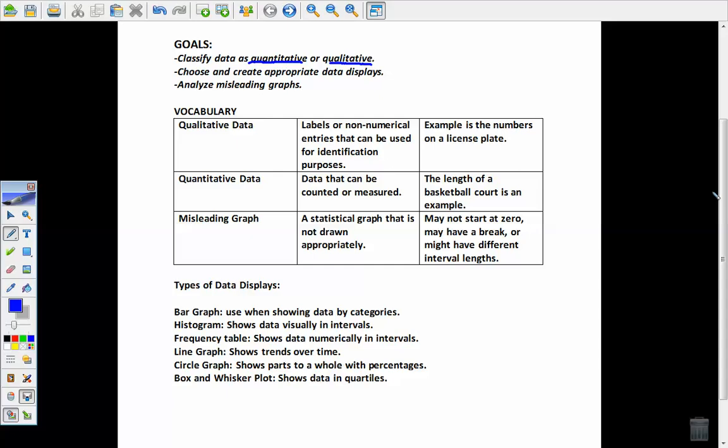An example that I'm giving you of a qualitative data piece is numbers that are on a license plate. Those numbers on a license plate kind of identify who you are. How about this? Every time I apply for a bank loan, guess what number they want from me? They want my social security number.